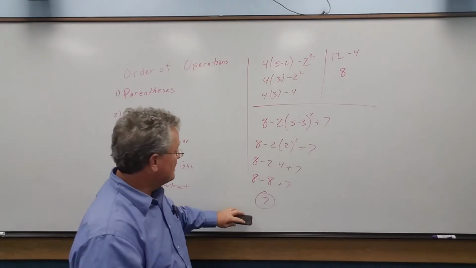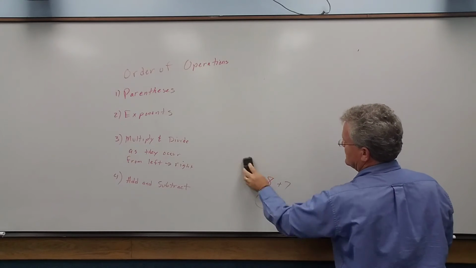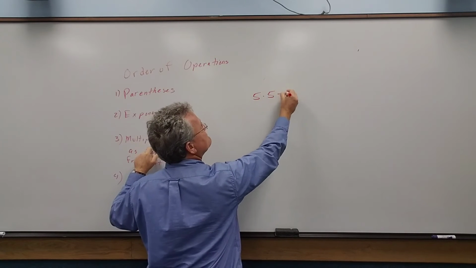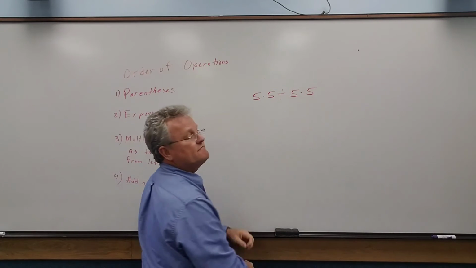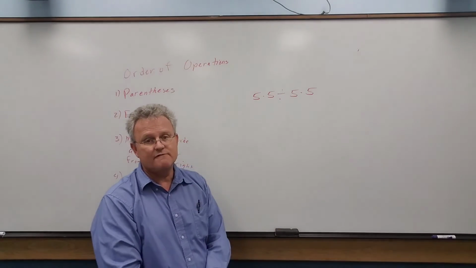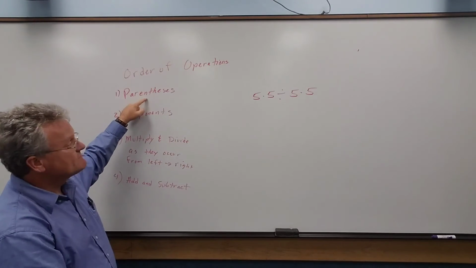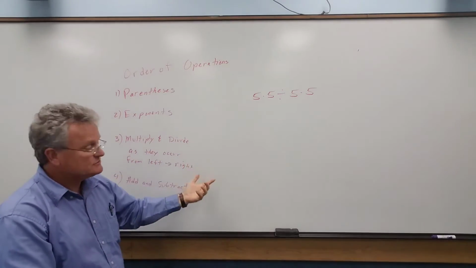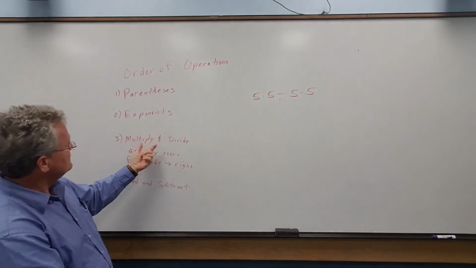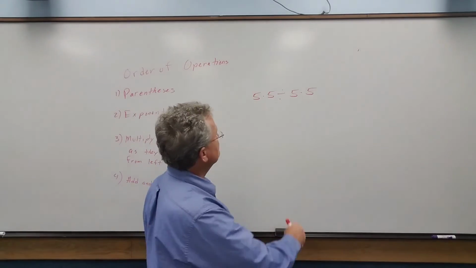Now let me illustrate another example that drives this third step home. Let's say we want to evaluate 5 times 5 divided by 5 times 5. This is not 25 divided by 25, which is 1. That's not what this is saying. We simplify parentheses, there aren't any, so we go to the next step. Evaluate the exponents, there aren't any, so we go to the next step. We multiply and divide as they occur from left to right.